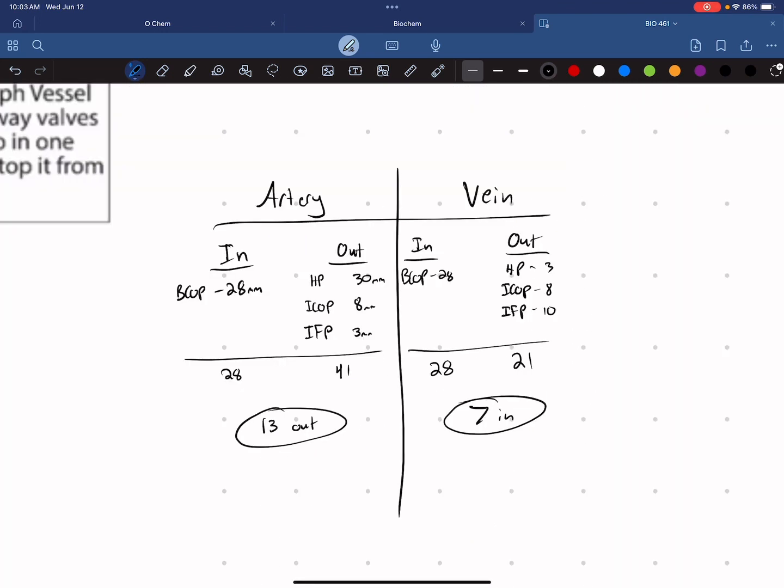Here I have drawn out the average numbers of the pressures of the movement of each one of these types of pressures of the artery and the vein. Going in, we have an average of 28 millimeters of mercury for BCOP, 30 for HP, 8 for ICOP, and 3 for IFP, showing a total of 13 millimeters out as our average. On the venous side, we have BCOP at 28, HP at 3, ICOP at 8, IFP at 10, which shows an average of 7 millimeters in. Those are the average numbers based on the pressures that we have here.